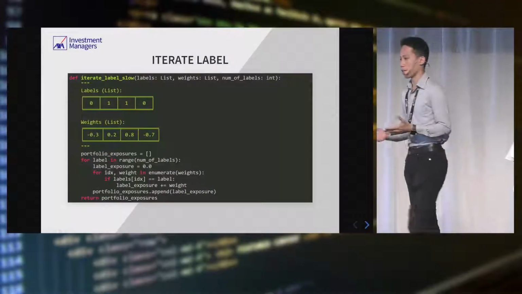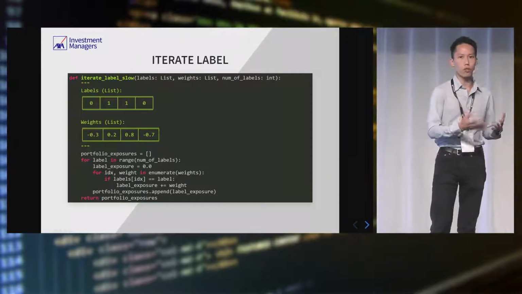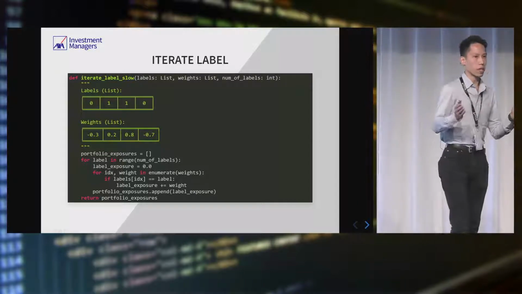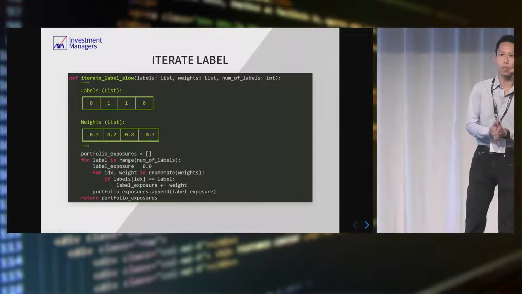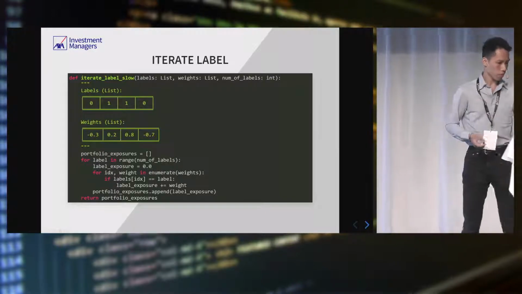Off the top of your head, you may have a solution like this. You iterate with a for loop over the labels you have, then go through the basket of instruments to check which ones belong to that label, then sum up the risk exposure for it and return the list.